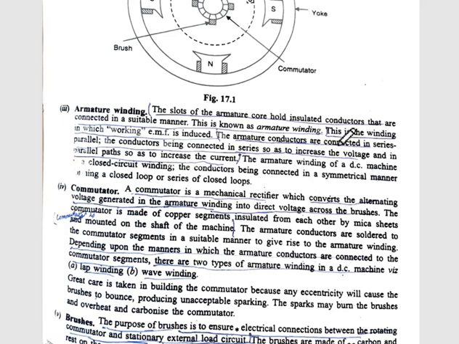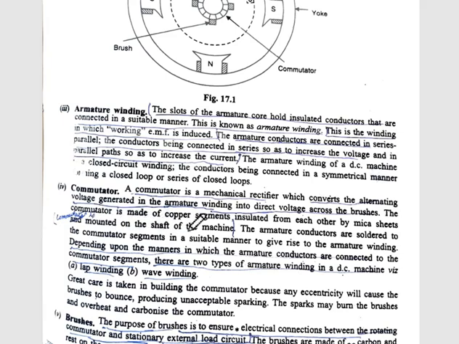The armature conductors are connected in series-parallel. The conductors are connected in series so as to increase the voltage and in parallel paths so as to increase the current. Commutator. Commutator is a mechanical rectifier which converts the alternating voltage generated in the armature winding into direct voltage across the brushes.